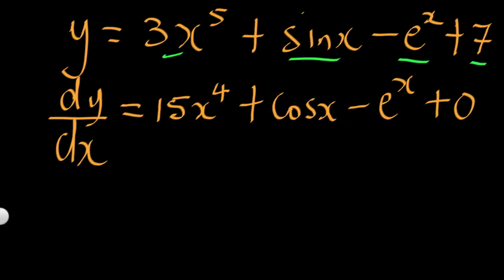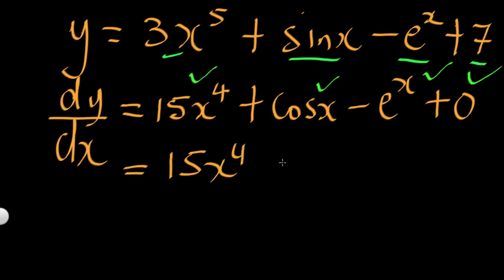For the purposes of a test or an exam, if you don't know how to differentiate one of the terms, don't stop. Differentiate those that you know, because when we are marking, we'll mark each term. If this one is correct, we mark it. If this one is correct, we mark it. If the third one is wrong, we cancel it. See? So in this case, we're going to mark all of them because they are correct. We may not write the 0, which means our answer will be 15x to the power 4 plus cos x minus e to the power of x. That's it.